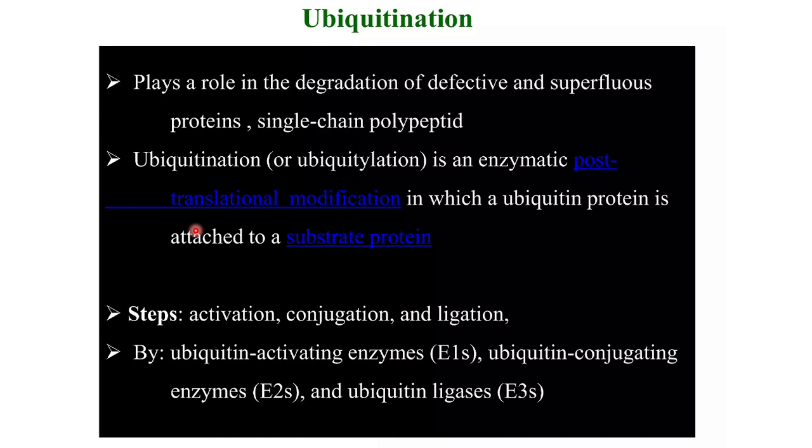The ubiquitin activating enzymes perform the activation. Then you have the ubiquitin conjugating enzymes, the E2s, that perform the conjugation step. And finally, the ligation is done by ubiquitin ligases, or E3s.